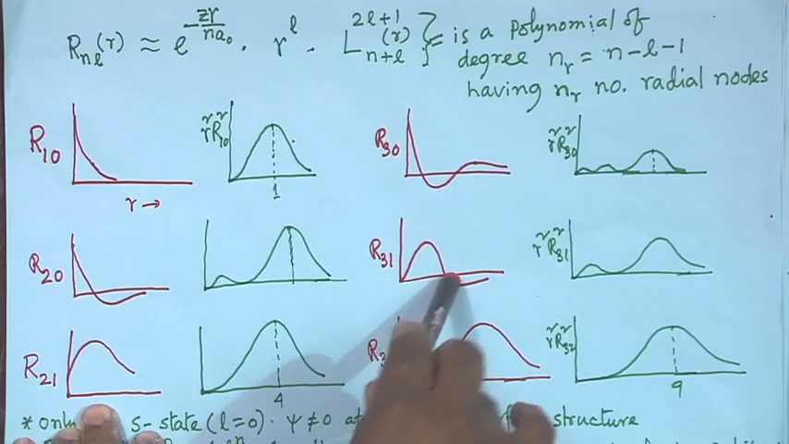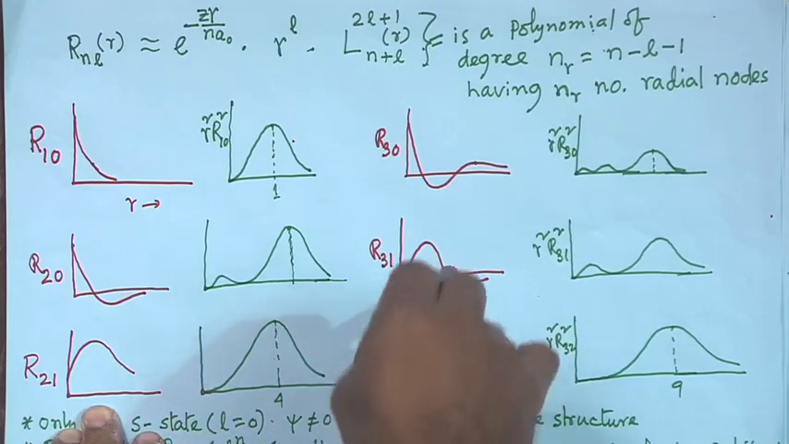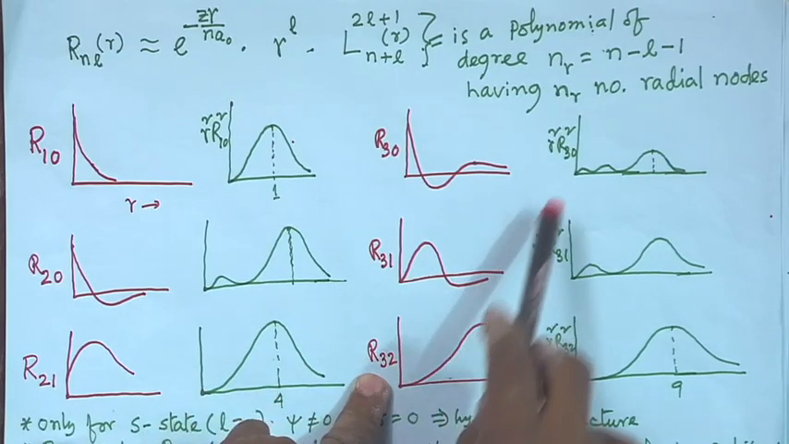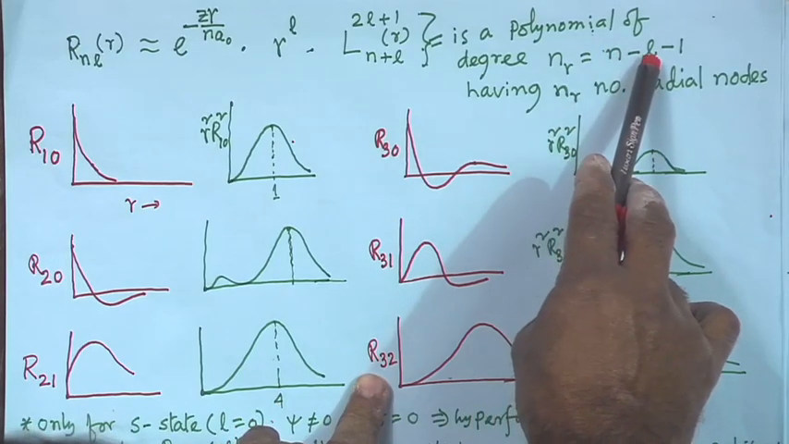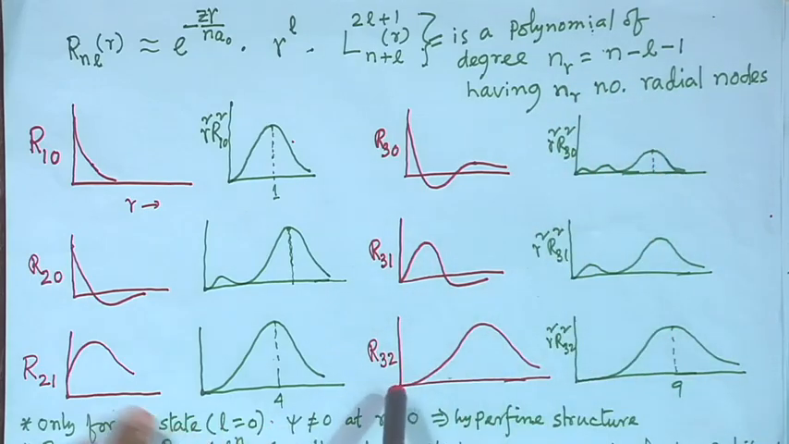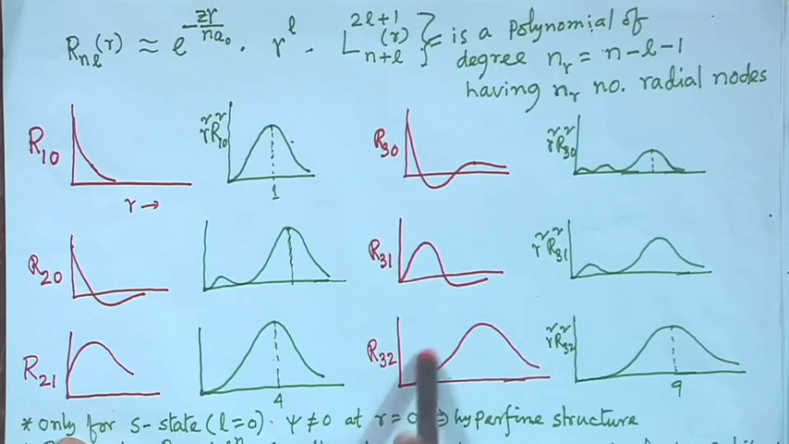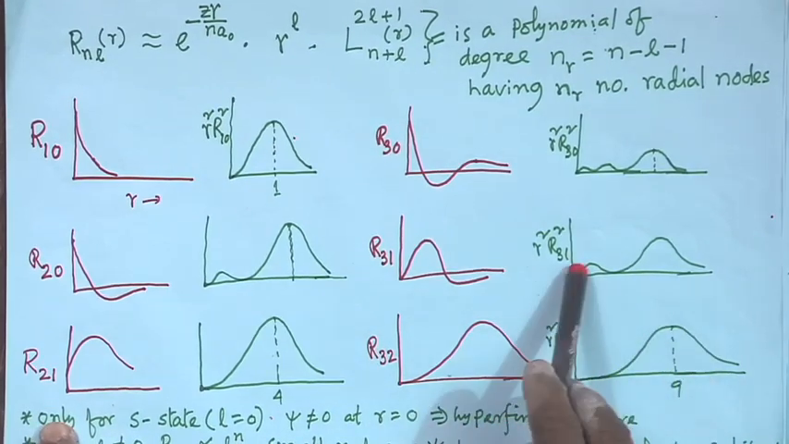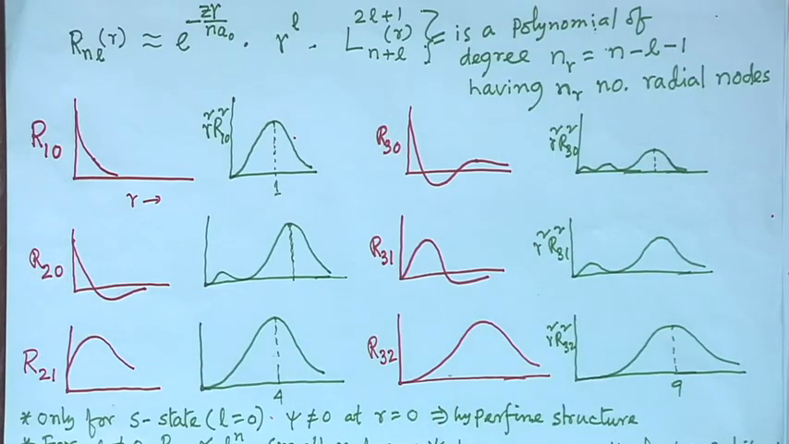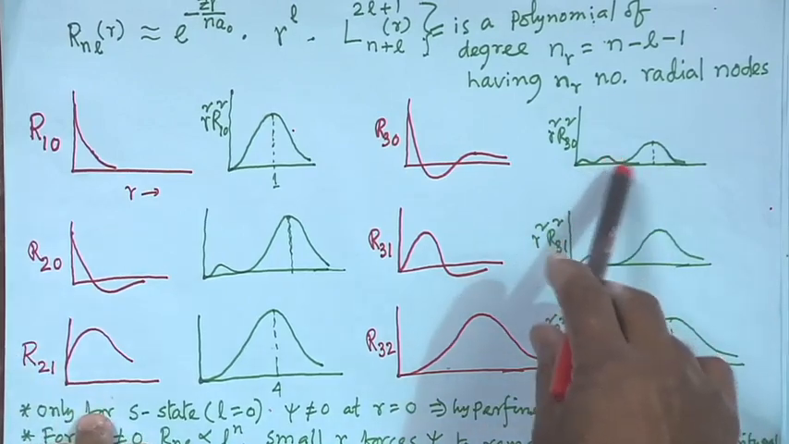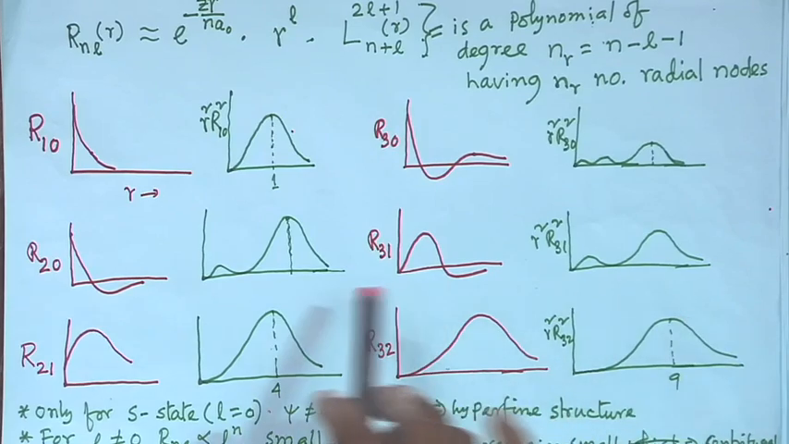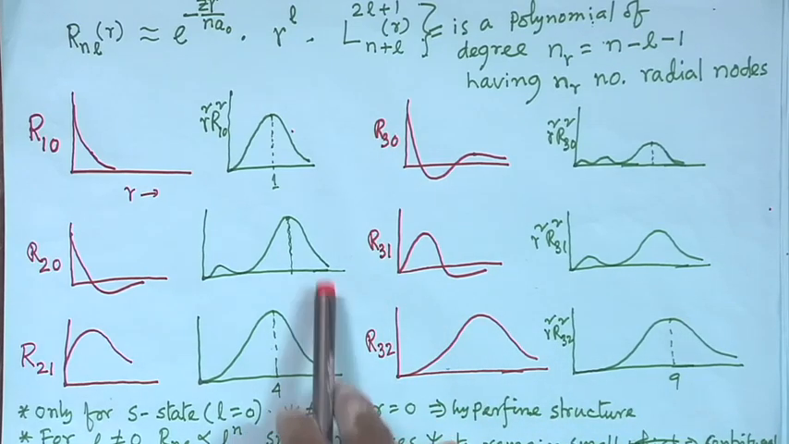Similarly, in this case the nodal point is 1, so it will cut once. For the other one, n equal to 3 and l equal to 2, nr equal to 0 means the number of nodal points is 0. So it will not cut. It is varying like this, and the corresponding probability density variation, the radial probability density variation, is like this. So if you plot the radial probability density, you are getting this.